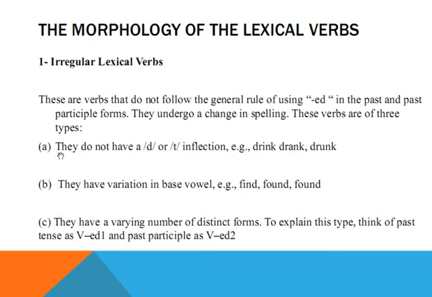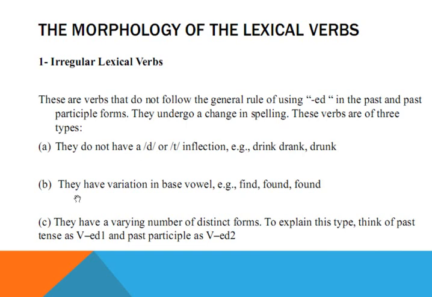The first type: some verbs don't have the /d/ or /t/ inflection. For example, we have verbs like drink, drank, and drunk. We don't need to add the -ed to have the /d/ or /t/ inflection within pronunciation.